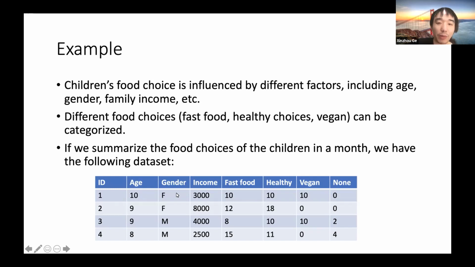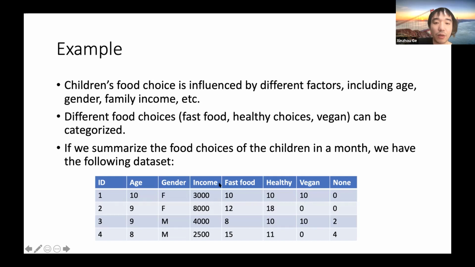Each row will be a child, each column will be a covariate. For example, the age, gender, and income of these children. And then we can also summarize the food choice of the children in a month as the last 4 columns of the data set. For example, for the first child, within a month, he or she has 10 fast food, 10 healthy food, and 10 vegan. So this is the summarized table of the food choices for the children.